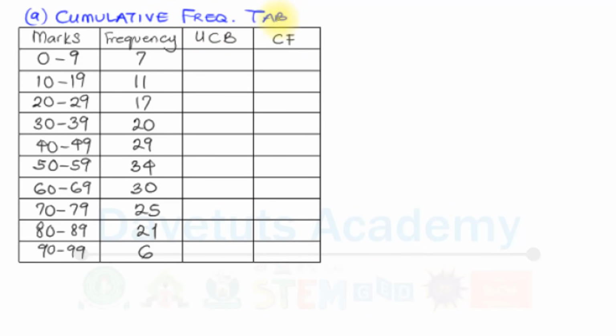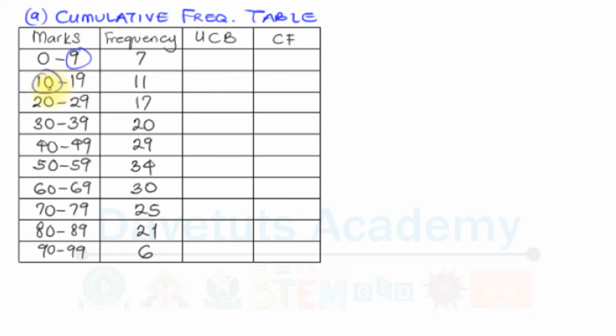And that's what we are going to be coming up with here. The feature of the table is that we have our marks as we are given, we have the frequency which we are also given, but we are going to compute the upper class boundary, the UCB, and the cumulative frequency. And this is the way to go about it. Now, to get the upper class boundary, we need to look at the higher mark in the first set, and the lower mark in the second set, and find the average of the two.